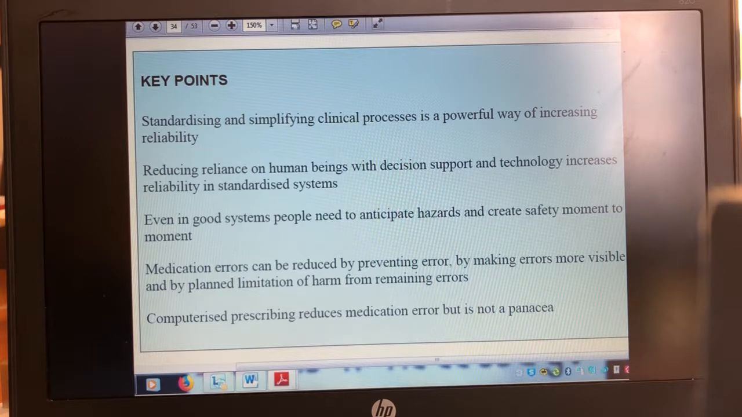So with that kind of approach, here are just some key points I'm going to leave you with to consider in your own way. And if you want to look at this, please pause the video.